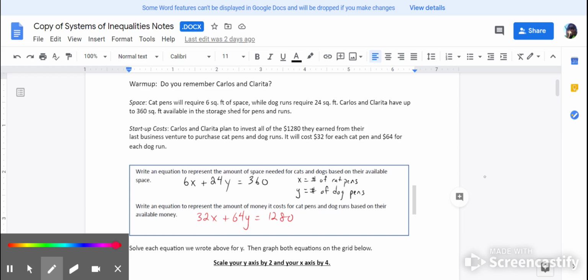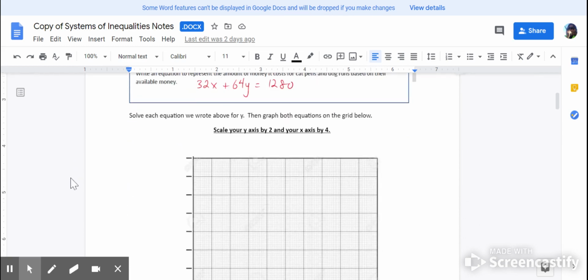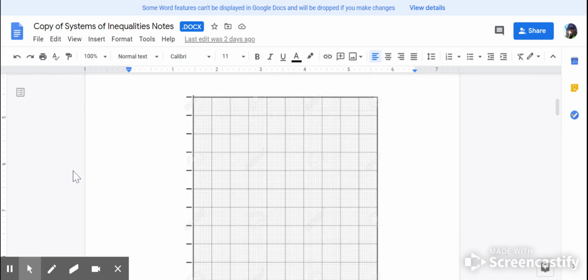Now, we set up our equations a couple days ago where we had 6x plus 24y equals 360, and the equation that represented the amount of money was 32x plus 64y equals 1280. Remember, x represented cat pens, where y represented dog pens. So I want us to graph both of these equations.